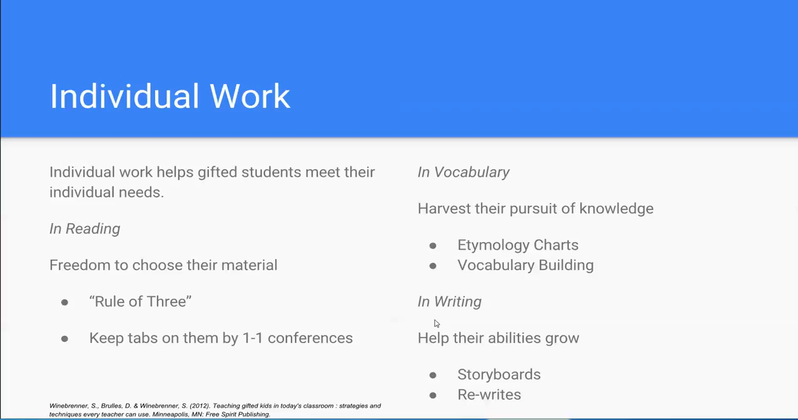Some gifted students, though, we need to recognize, prefer individual work. There are a lot of ways we can provide individual work for gifted students. For example, in reading, we can give them the freedom to choose their own material.